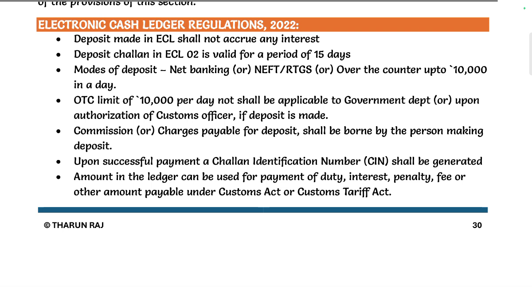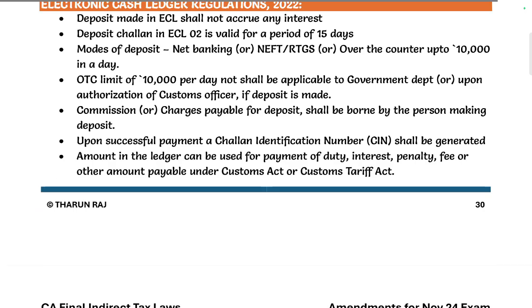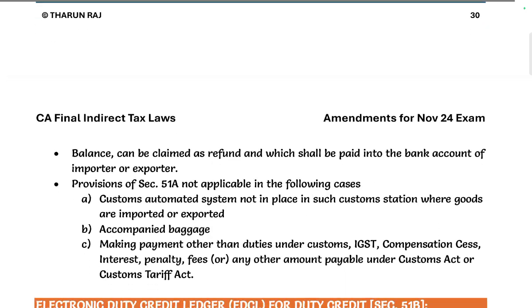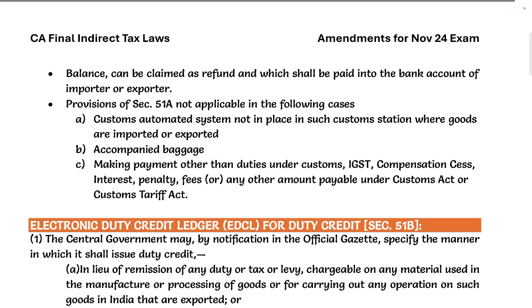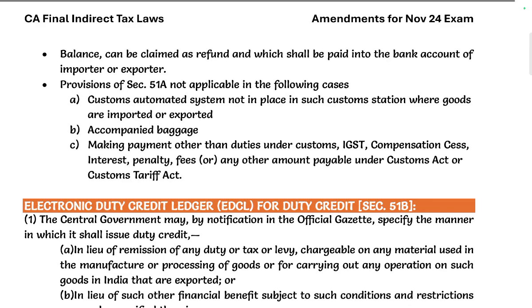The amount in the ledger can be used for payment of duty, tax, penalty, fees, and other amounts payable under the Customs Act and Customs Tariff Act. The balance can be claimed as a refund, which shall be paid into the bank account of the importer and exporter. Provision section 51A is applicable in the following cases: when the customs automated system is not in place, and when goods are imported and exported in accumulated packages, making payment other than the duties and customs.